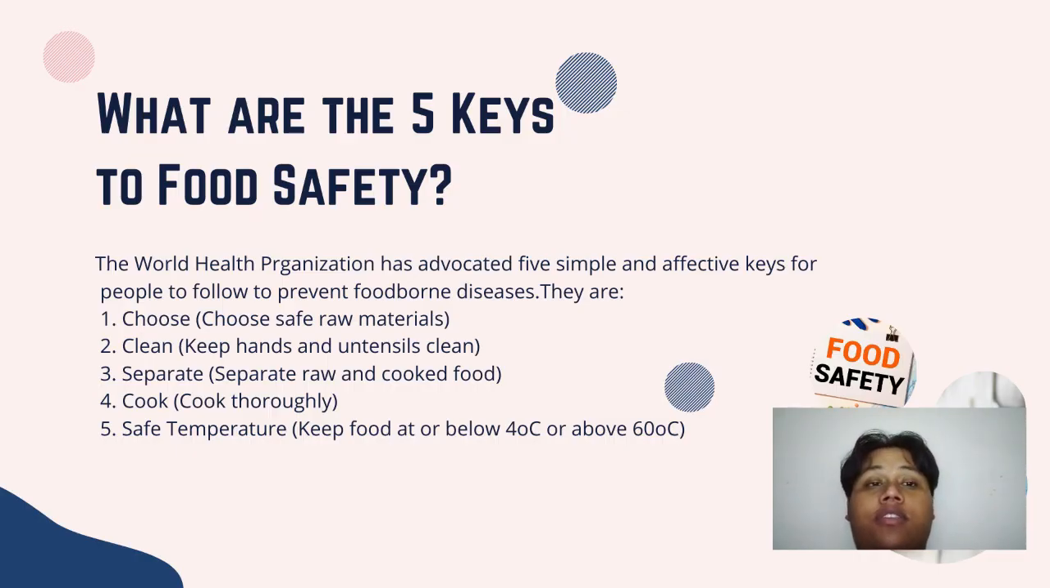What are the 5 keys to food safety? The World Health Organization has advocated 5 simple and effective keys for people to follow to prevent foodborne diseases. They are: number 1, choose safe raw materials. Number 2, clean: keep hands and utensils clean. Number 3, separate raw and cooked food. Number 4, cook thoroughly. Number 5, safe temperature: keep food at or below 4 Celsius or above 60 Celsius.